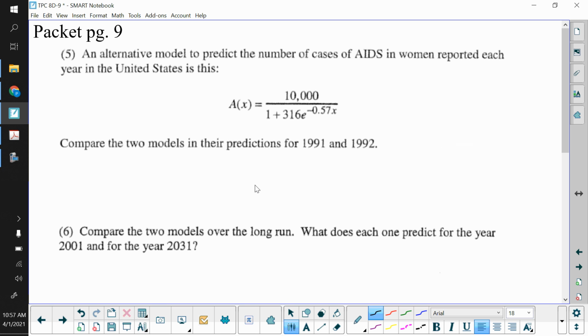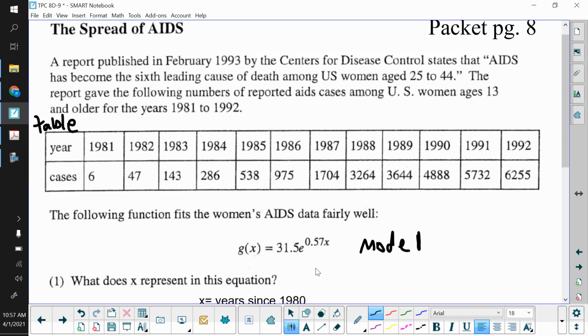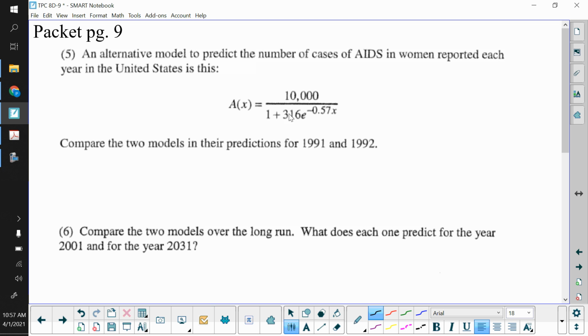Moving over to the next page, we have another equation, a of x. They're telling us this is an alternative model to represent the cases. The first equation we saw was an exponential equation. It was things raised to the x. This is what's called a logistic equation, and we will talk more about logistic equations towards the end of the week. So we want to compare the 2 models.